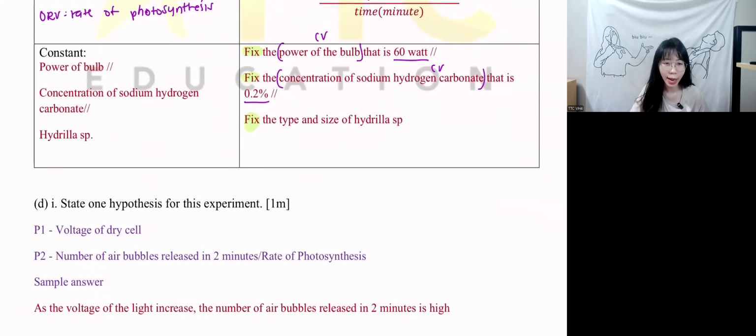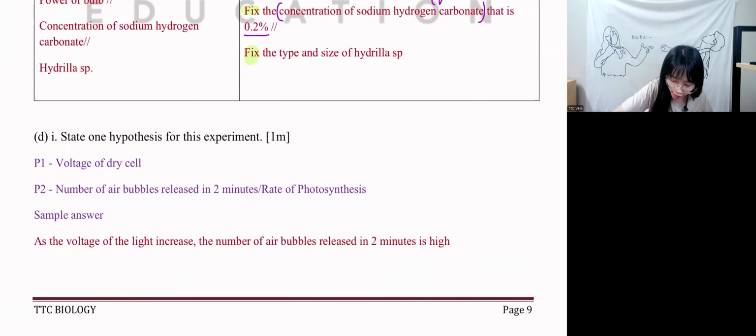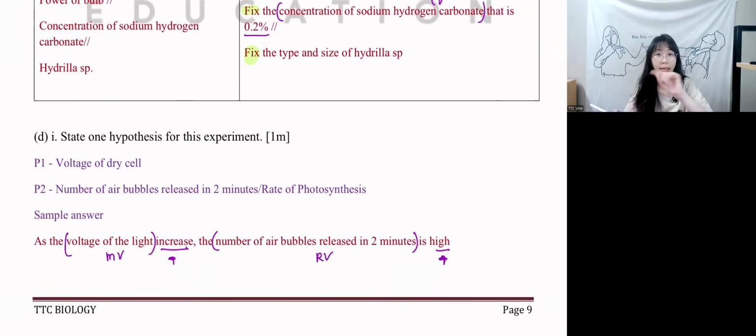Okay, next, state the hypothesis of this experiment. Because in photosynthesis, we can write the higher, the what, the lower, the what. MV, we have a value. RV, we have a value. Both, we have value. We can write the higher, the lower. Then we can say, as the voltage of light increases, voltage of light is your MV, the number of air bubble release, this is your RV, increases. Can you see? The higher the MV, the higher the RV.